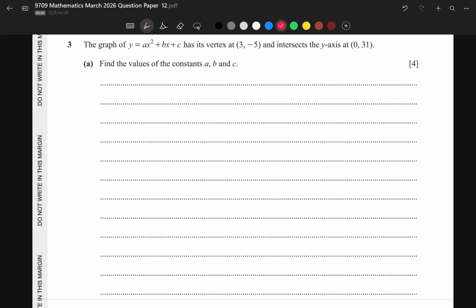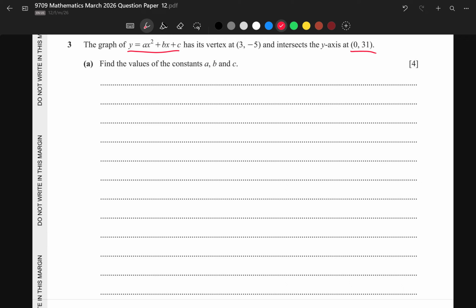The graph of y equals ax squared plus bx plus c has its vertex at (3, -5) and intersects the y-axis at (0, 31). Find the values of the constants a, b and c. So first we can directly put these points into this equation.